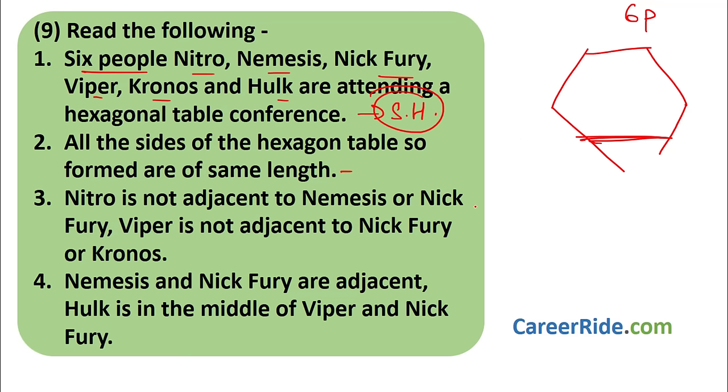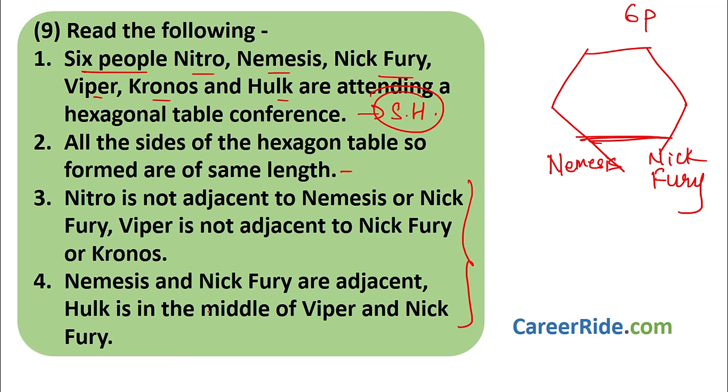Now based on these sentences, we are not able to pinpoint where each one is sitting. So what to do? Very easy. Start anywhere. From where to start? Nitro is not adjacent to Nemesis or Nick Fury. We cannot write anything related to it. Viper not adjacent to Nick Fury, Kronos. Again, Nemesis and Nick Fury are adjacent. So let us start over here. This is Nemesis, and this is Nick Fury. So Nemesis and Nick Fury are over here adjacent.